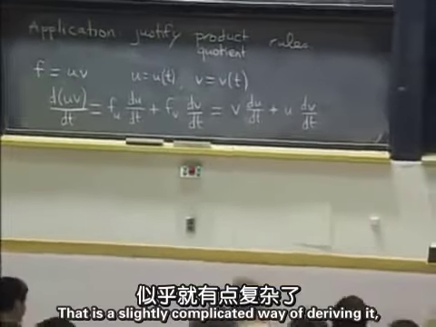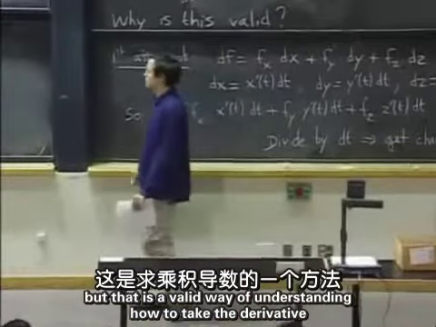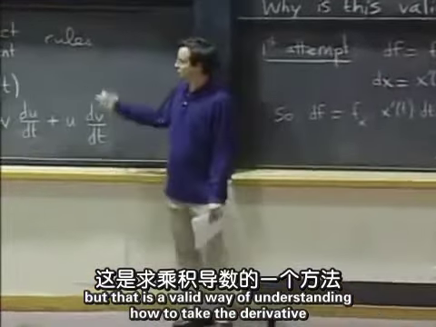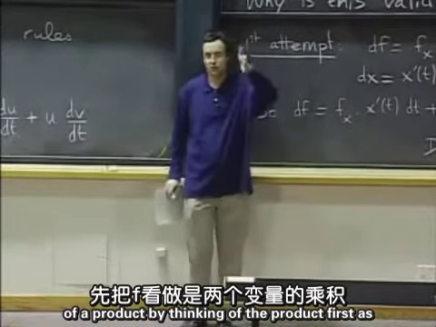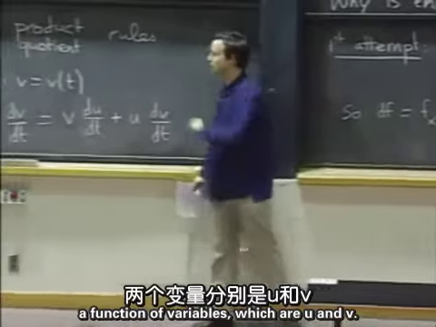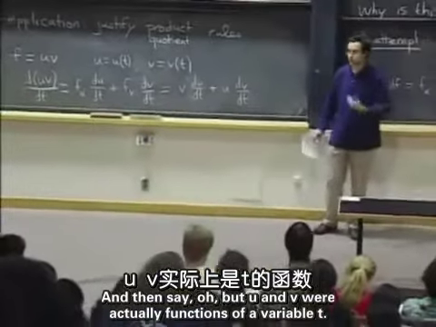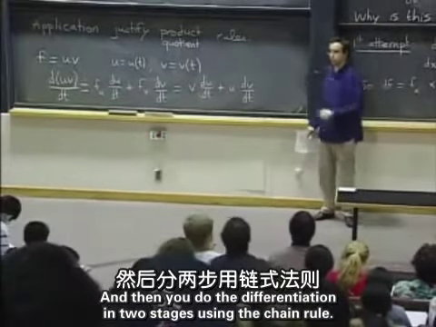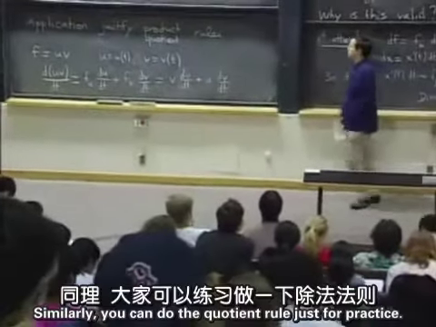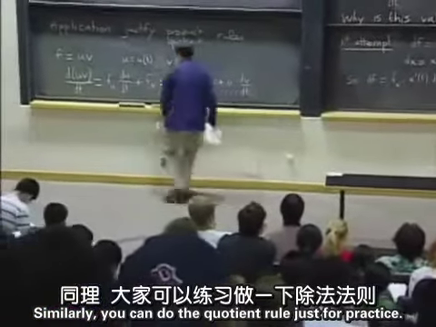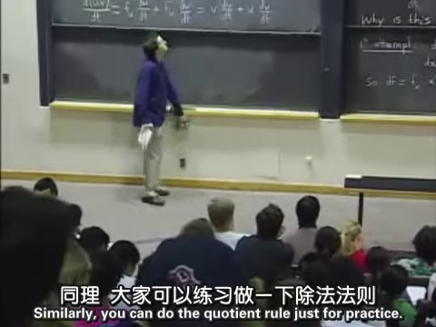So you get back the usual product rule, okay? That's a slightly complicated way of deriving it, but that's a valid way of understanding how to take the derivative of a product by thinking of the product first as a function of two variables, u and v, and then saying, oh, but u and v were actually functions of a variable t. And then you do the differentiation in two stages using the chain rule. Okay, similarly, you can do the quotient rule. Actually, let's do it just for practice.